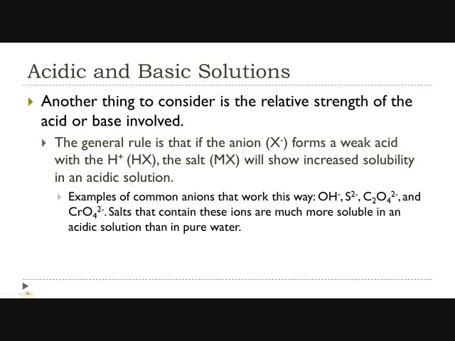So the general rule is that if an anion forms a weak acid with H+, then the salt that contains that anion will show increased solubility in an acidic solution. Some common ions that work this way are hydroxide, sulfide, oxalate, and chromate ions. Salts that contain these ions are much more soluble in an acidic solution than in pure water. So in those cases, you would actually dissolve them in acidic solutions rather than pure water so that you can get more of it to be dissolved.